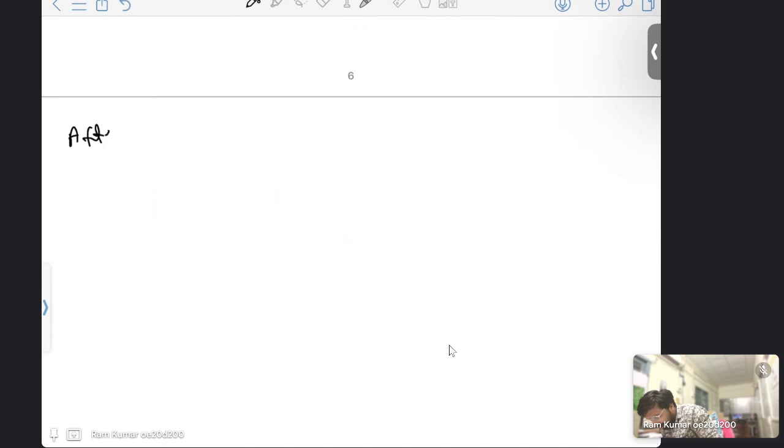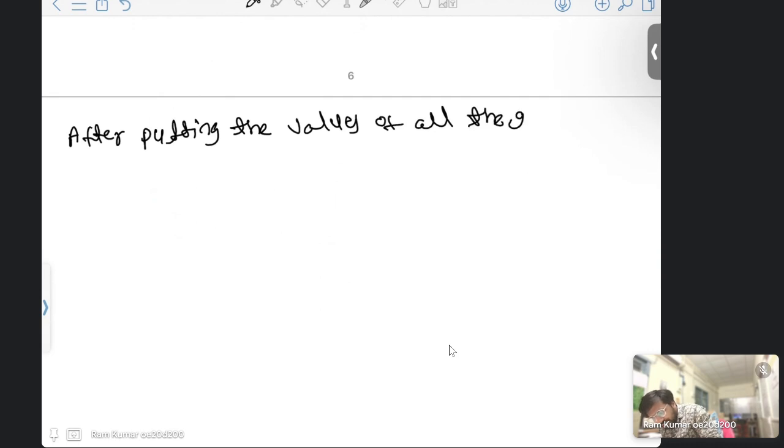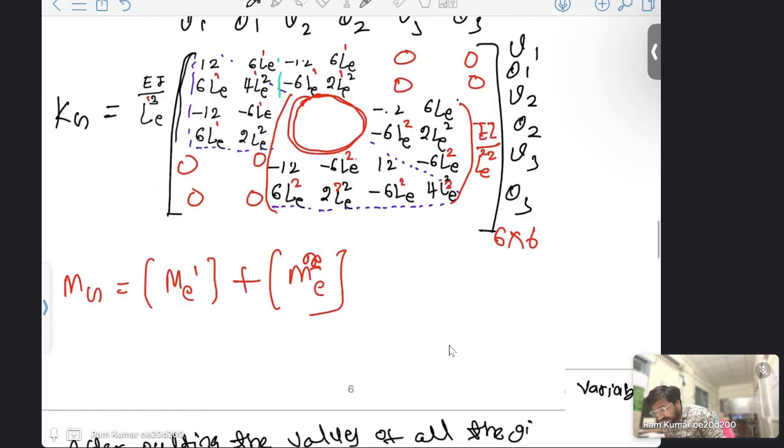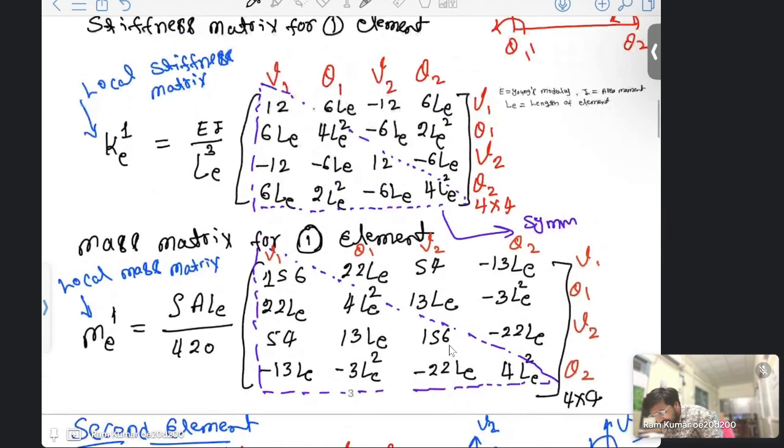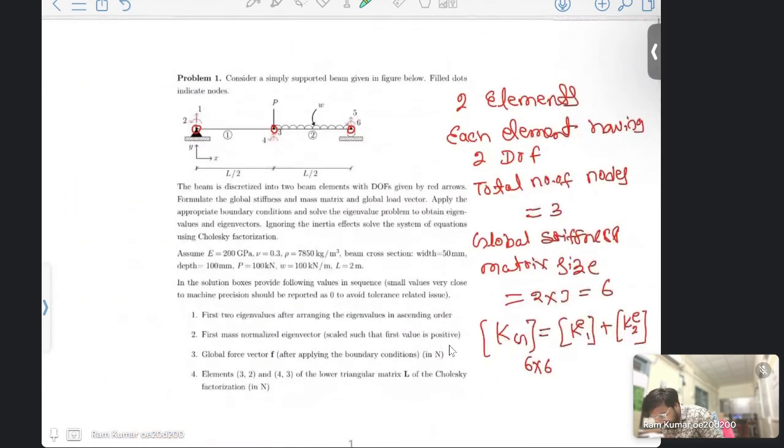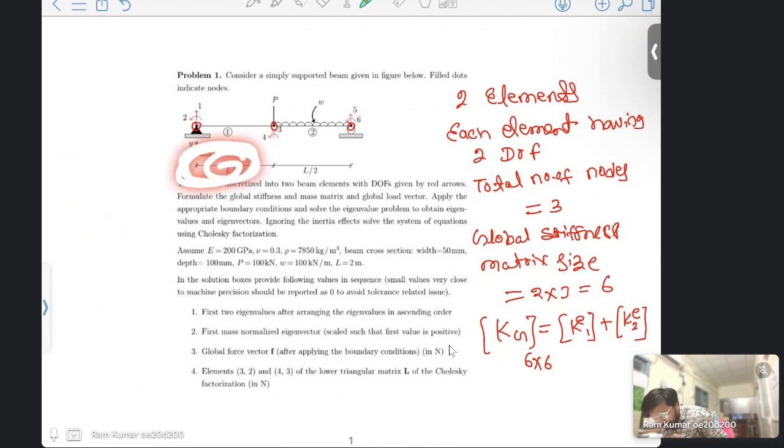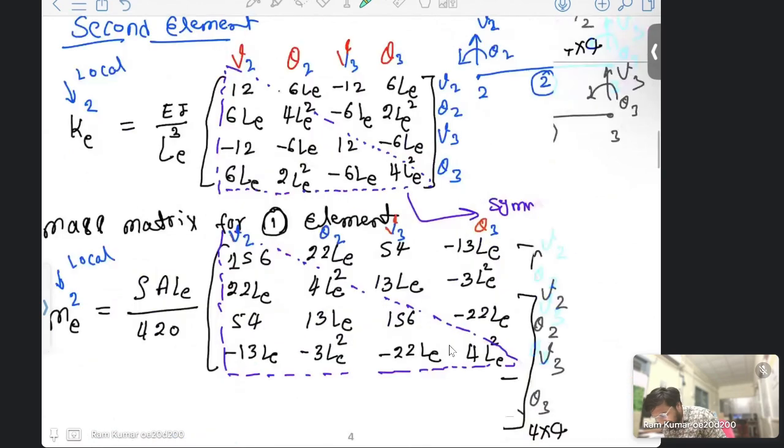So after putting the values of all the given variables. But don't forget one thing, that whatever length we are giving here, that length is L by 2. So for the first element, we are having length L by 2. L being 2, it will be only 1. That we have to remember.